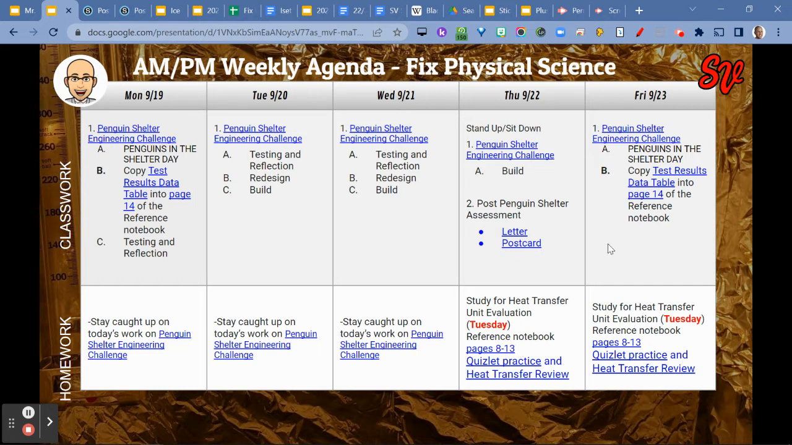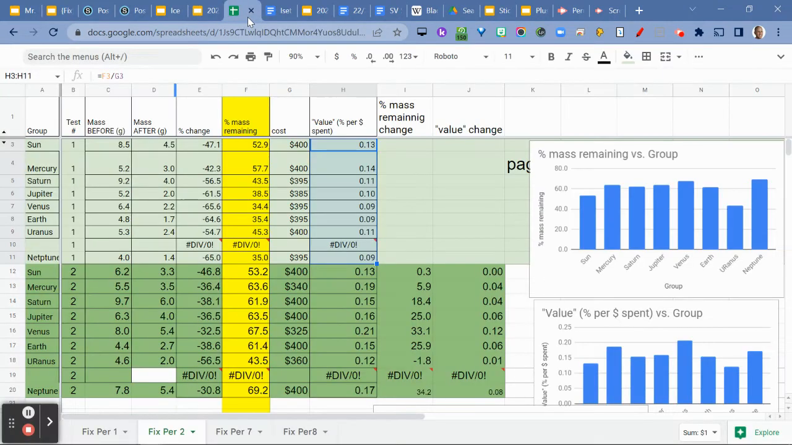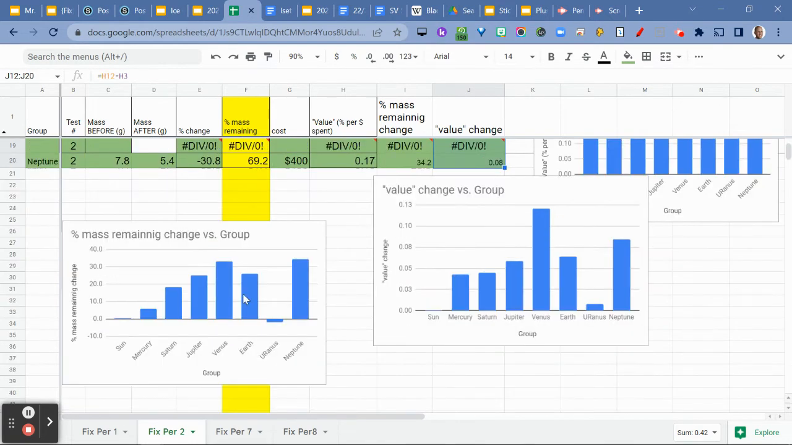And on Friday, we did the second build testing, and so we recorded that into the same notebook and recorded the mass before and afterwards, calculated the percent mass remaining and the value also. But also this time, what was calculated was the percent mass remaining change and the value change. So we want to see if they improved or not. So a positive result means they improved in their performance, and a negative one meant that they did worse.